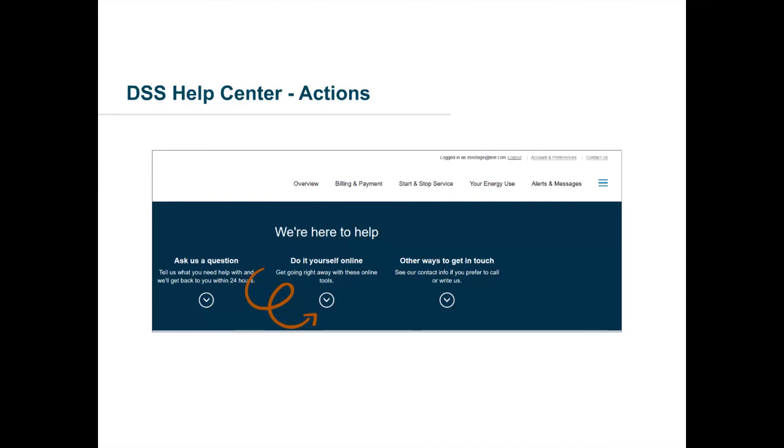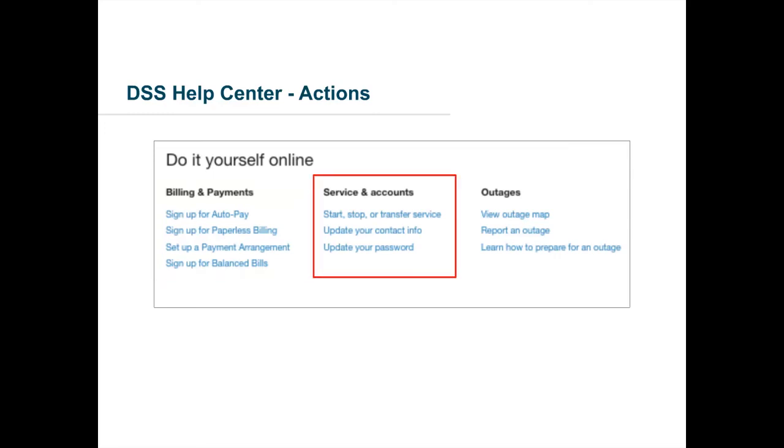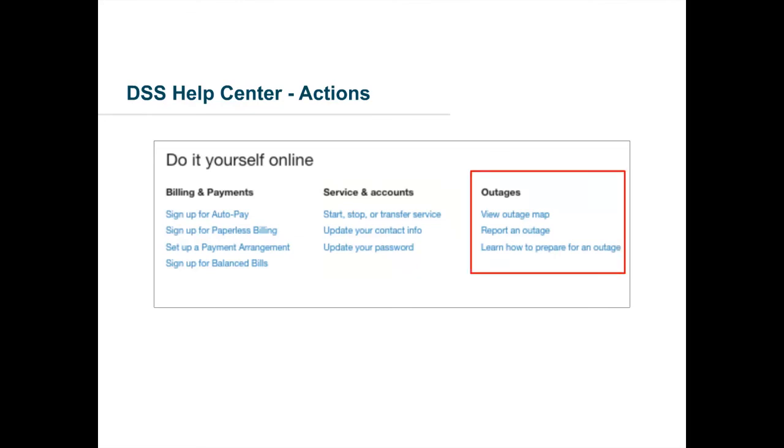Customers looking to complete certain tasks can review a list of available actions that they can complete online. This list highlights DSS transaction features that customers can complete themselves. The links enable customers to complete billing and payment tasks, such as signing up for autopay or setting up payment arrangements. They can complete service and account-related tasks, such as starting, stopping, or transferring service. Links can be configured to your outage map and outage reporting system.